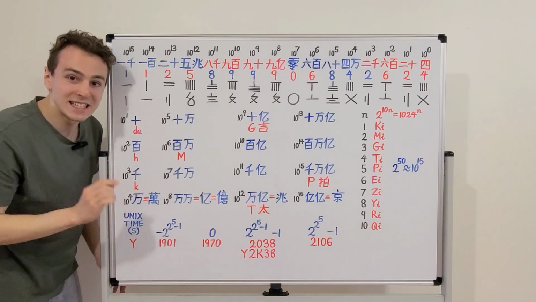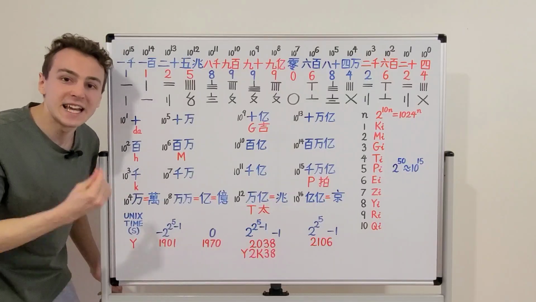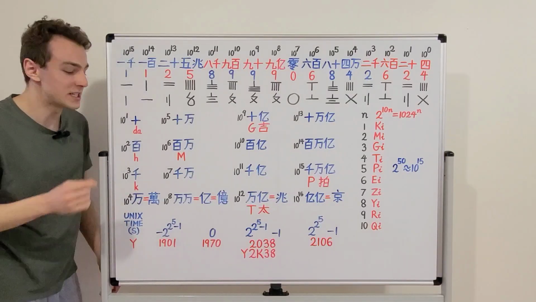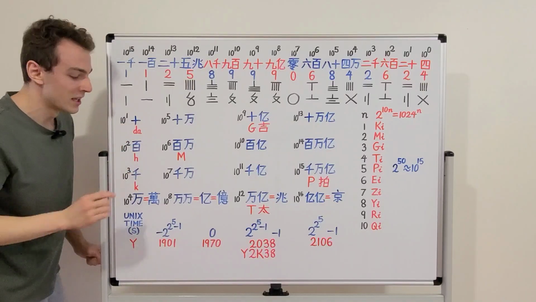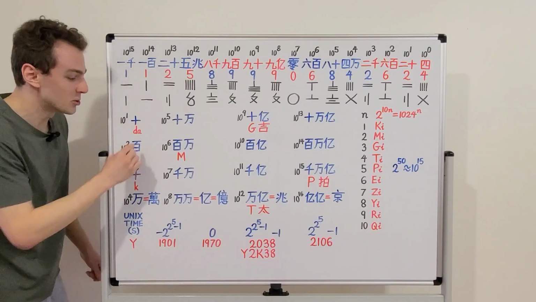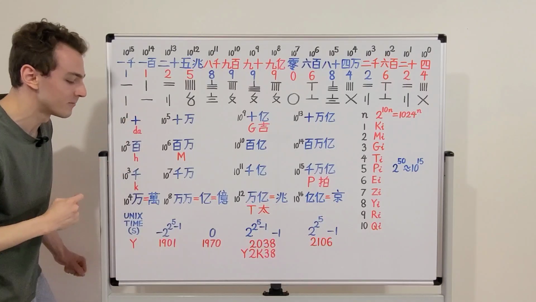Why don't we just use a single lowercase d? Well, it's because single lowercase d refers to deci. Deci refers to 10 to the minus 1. But over here, we're dealing with 10 to the plus 1. So this is called deca. So deca refers to 10. And here we have the Chinese character for 10.